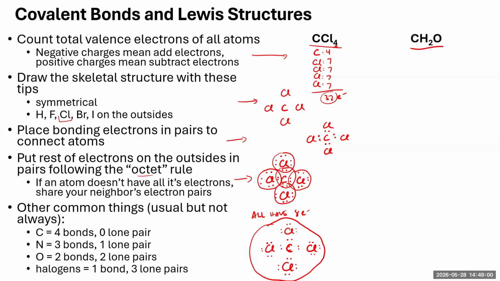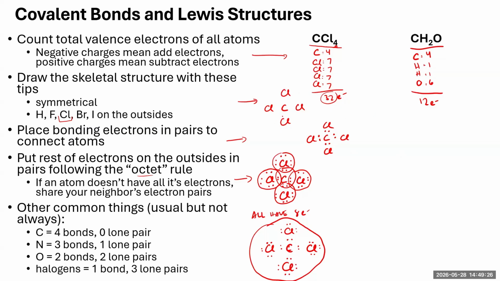All right, the next one is CH2O, right? So let's do that here. We have carbon, 2 hydrogens, and an oxygen. So carbon has 4 valence electrons. Hydrogen has 1. Again, that's from the periodic table. We have 12 valence electrons for CH2O. Okay.